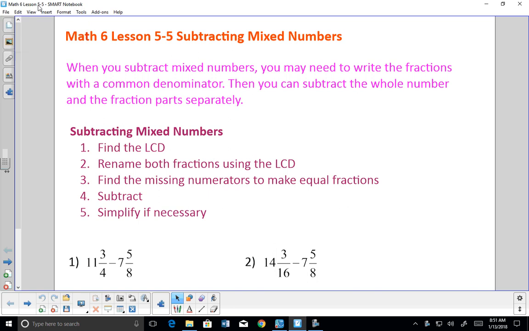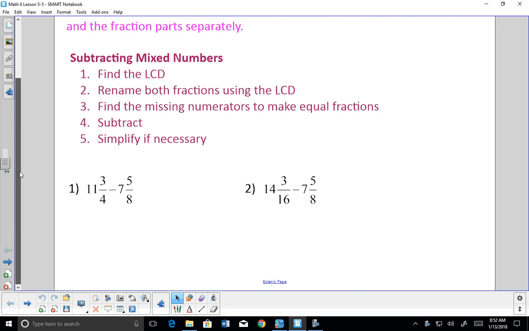This is Math 6, Lesson 5-5, Subtracting Mixed Numbers. When you subtract mixed numbers, you may need to write the fractions with a common denominator. Then you can subtract the whole number and the fraction parts separately.